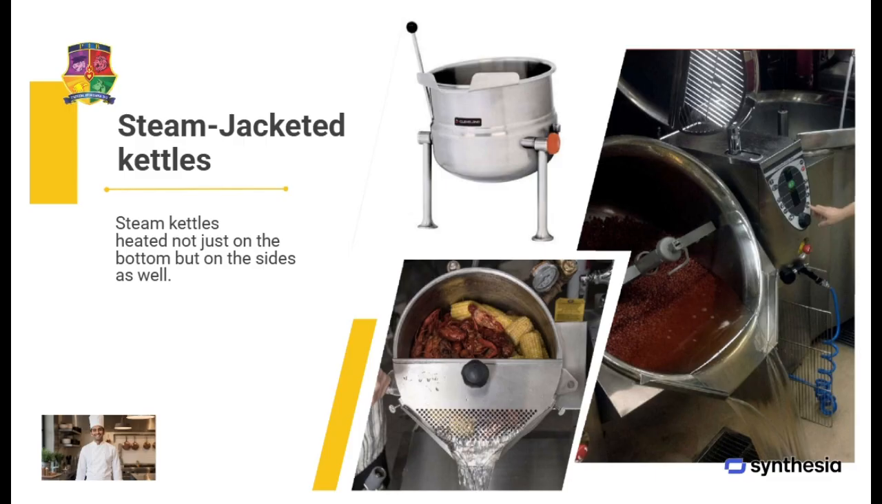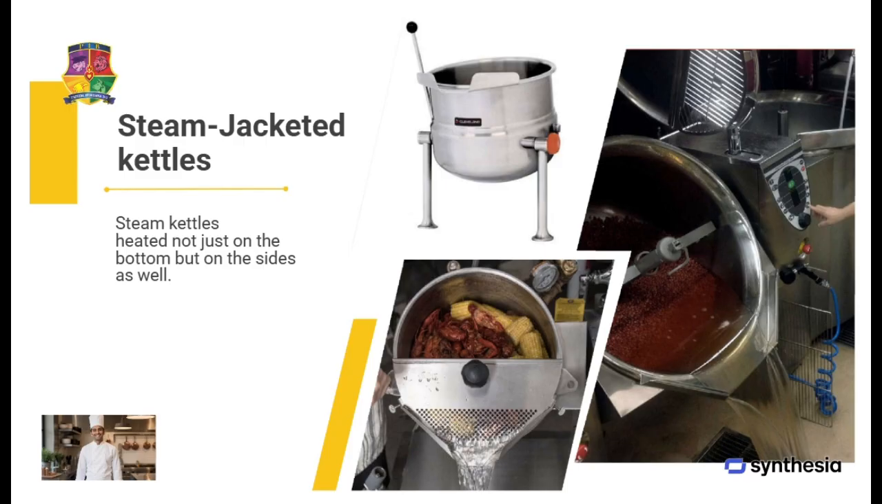This provides more even and controlled heating, which is particularly useful when cooking products that could easily burn or stick to the bottom. Steam-jacketed kettles are commonly used for products such as soups, sauces, stocks, porridge, tomato sauce, and other liquid preparations. As you can see in the images, this equipment can be used for different types of large-scale production, including preparing sauces and boiling food in large quantities. Some models may also have a tilting mechanism, which makes it easier and safer to transfer the finished product from the kettle into another container.